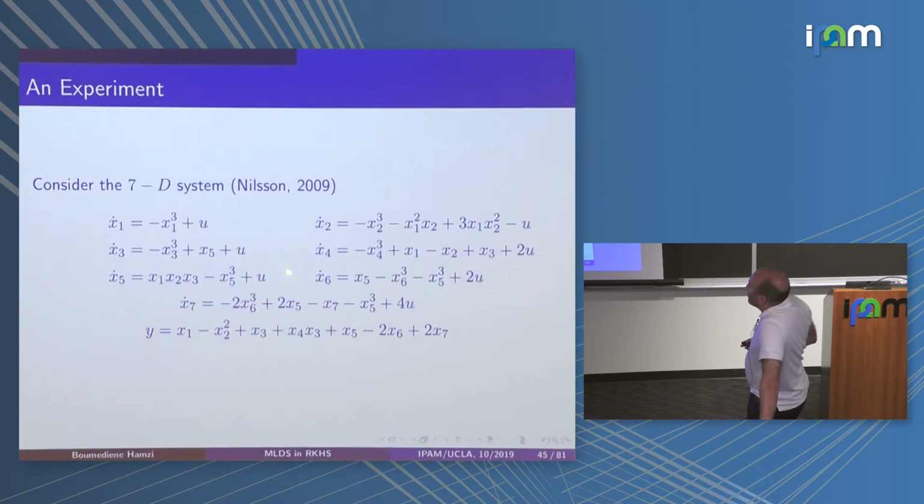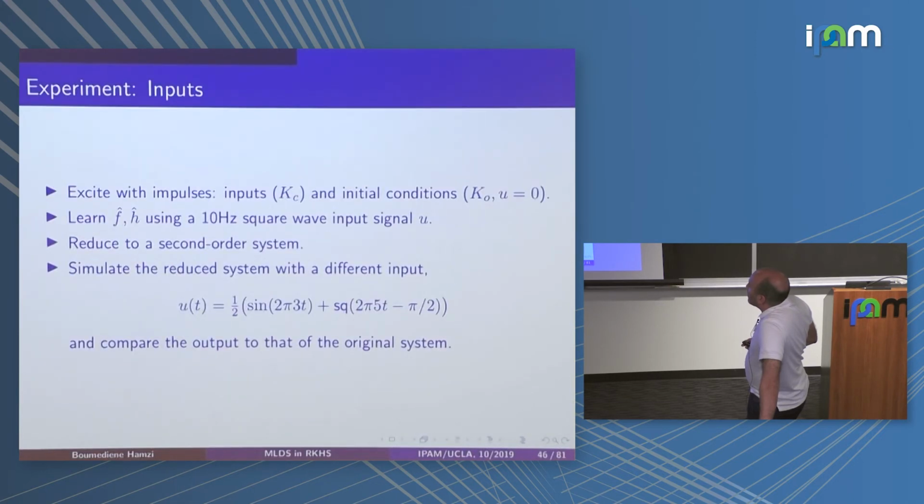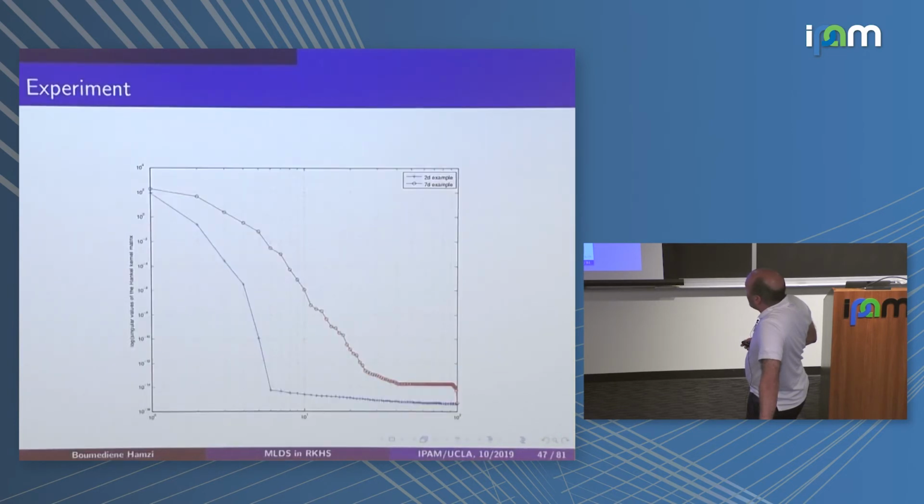So let's consider just the following toy model, a 7-dimensional system. We do the same thing: we excite the system with impulses from the initial conditions with zero input, and we do the same thing for the other one to get the KO, which is impulses from the input with zero initial conditions. And then we simulate for different inputs, both the full order system and the reduced order system. The full order one is this one, the red one.